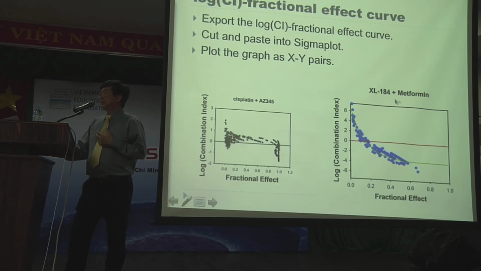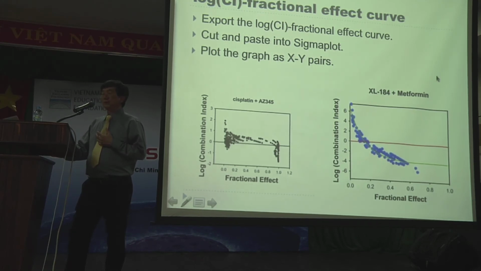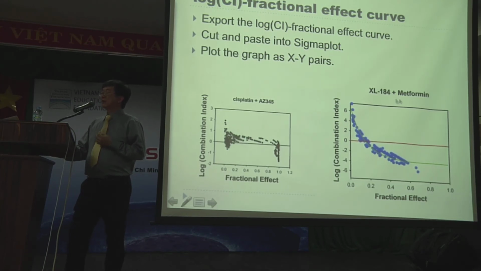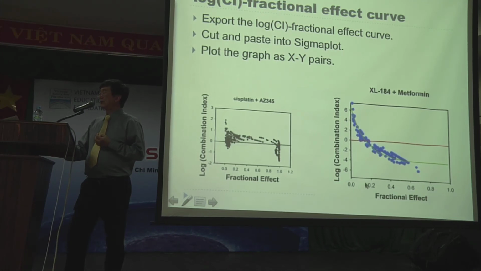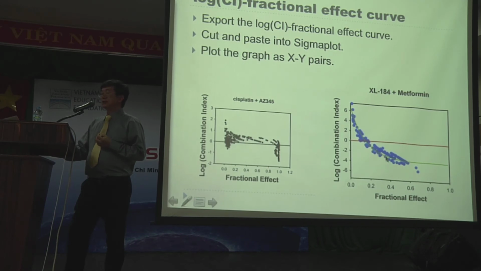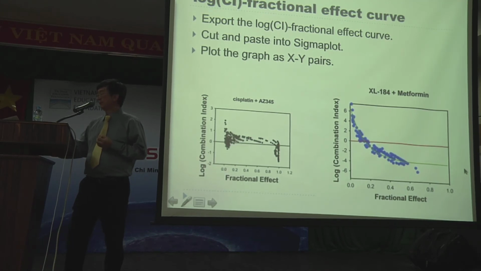Another set of data looks at the combination of the drug XL184 with the drug metformin. You can see that for the fractional effects higher than 0.1, the data points fall below log combination index equals 0. So they fall below the red line here, and it indicates that the combination of these two drugs is synergistic.